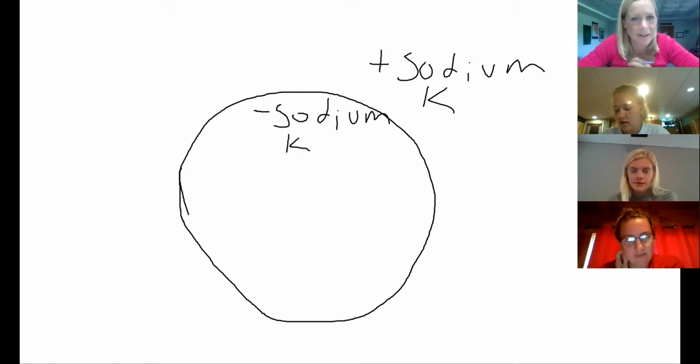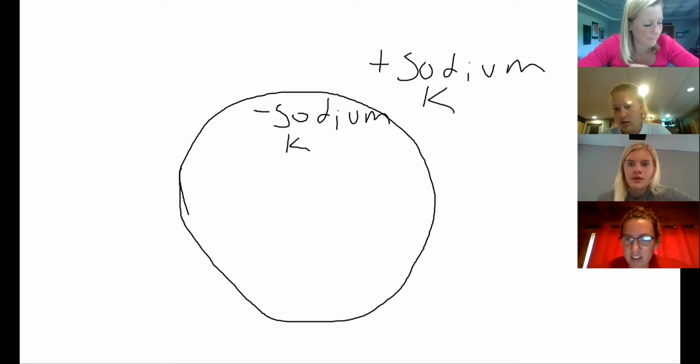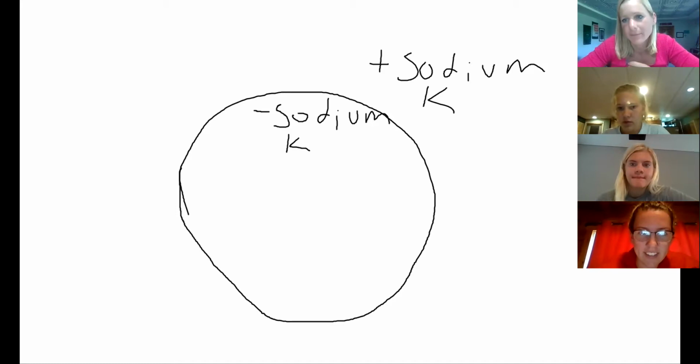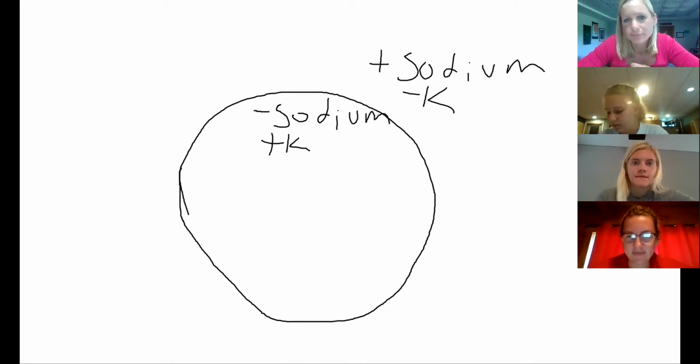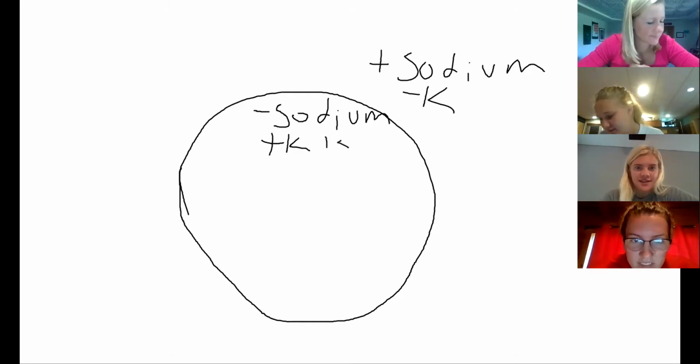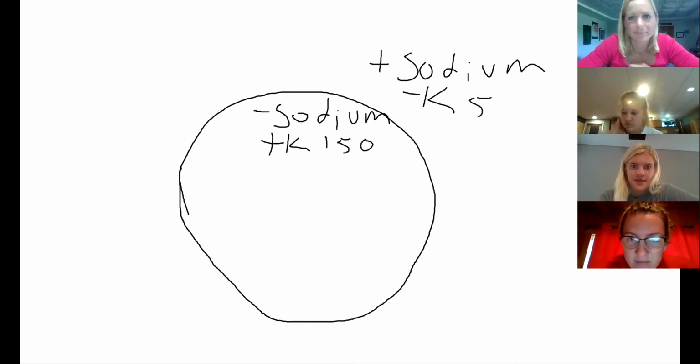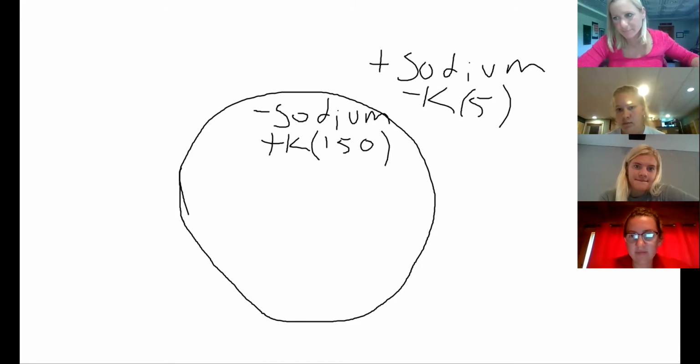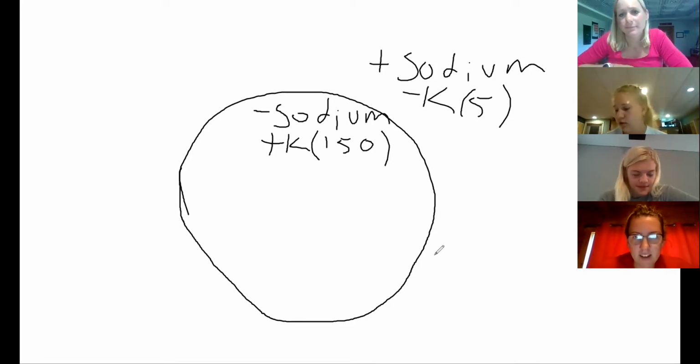Nice. I think is it high potassium inside and low outside? And then it's switched for the sodium. Yeah. Do you remember the amount? I think on the 5? Inside, yeah, you got it. 5 is extracellular and 150 is intracellular for potassium. And then for sodium, it's 15 inside and 145 outside.